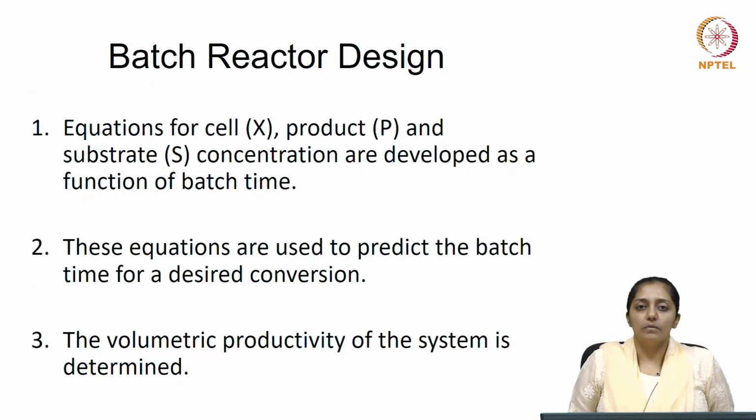Now, in order to find answers to the two objectives, we must first formulate equations to determine the cell biomass, the product and the substrate concentration, how it changes in the reactor with the batch time. These equations are used then to predict the batch time required for a desired substrate conversion. And then finally, we can also determine using the same equations the volumetric productivity of the system.